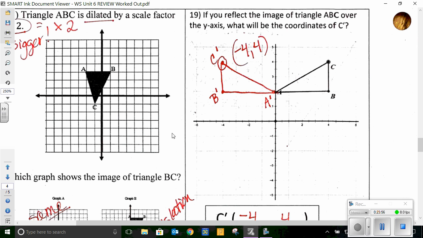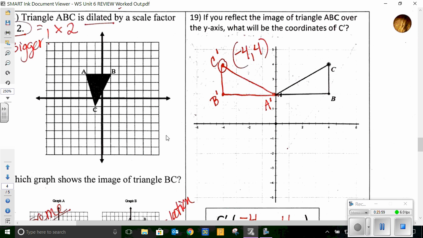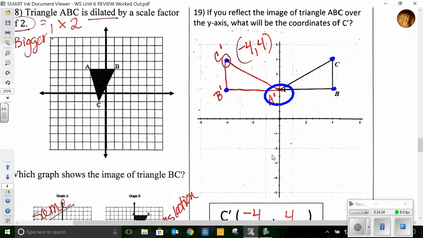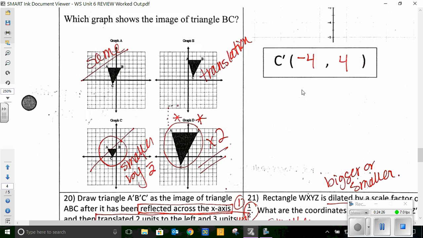Number 19, it says if you reflect the image of triangle ABC over the y-axis, what will be the coordinates of C prime? And again, they really only want C prime. I didn't have to do the whole picture, but I did just to make sure that I didn't put anything in the wrong spot. So I know that A is going to basically stay in the same spot right here. B is further apart way here and here. And then C is further apart here and here. So after I count my spaces, it was negative 4, 4. And I put it in here too.